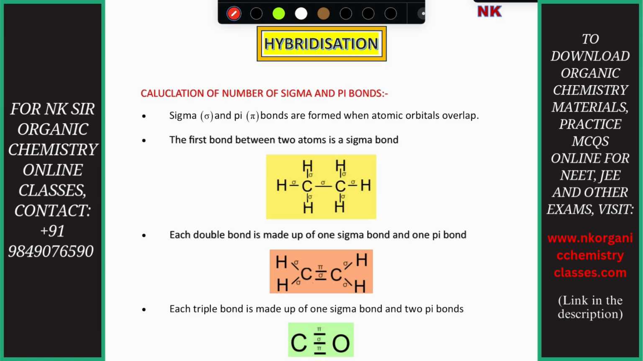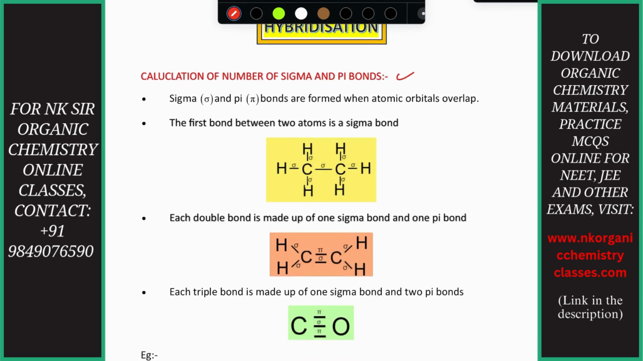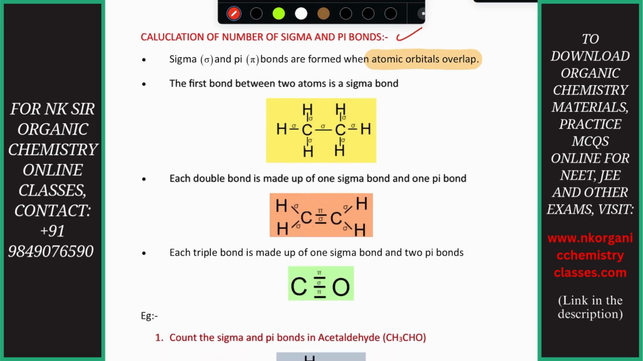Today we are going to discuss the most important and very exciting topic called hybridization. For that, first you have to know how to find the number of sigma bonds and pi bonds. Here you see, sigma bonds and pi bonds are formed when atomic orbitals overlap with each other. So to explain this one, I want to take one small example here.